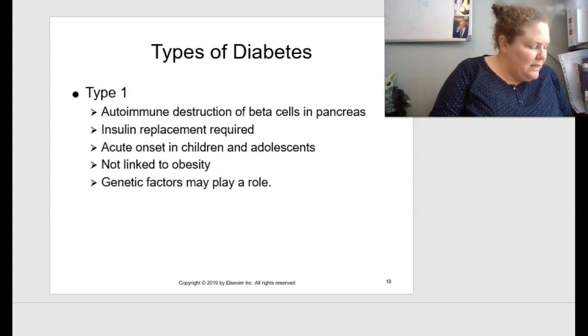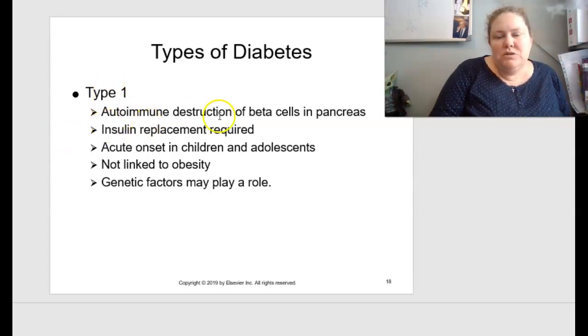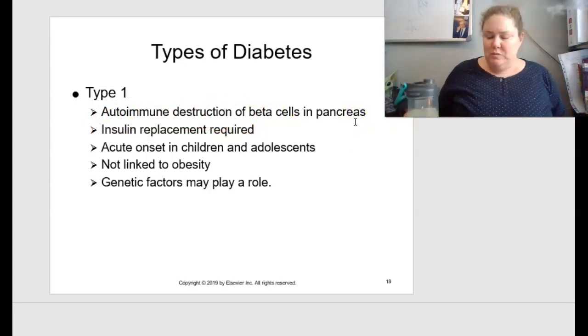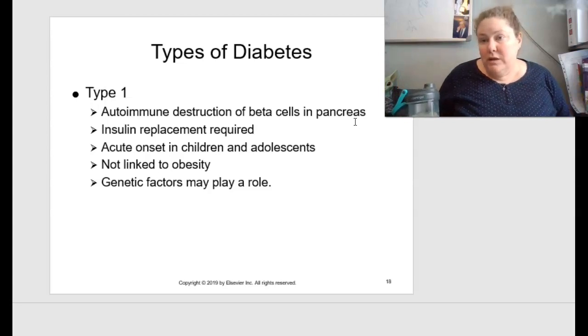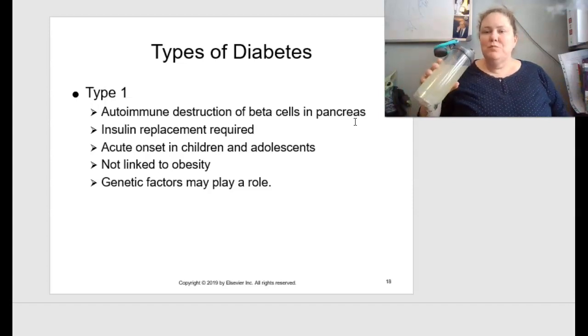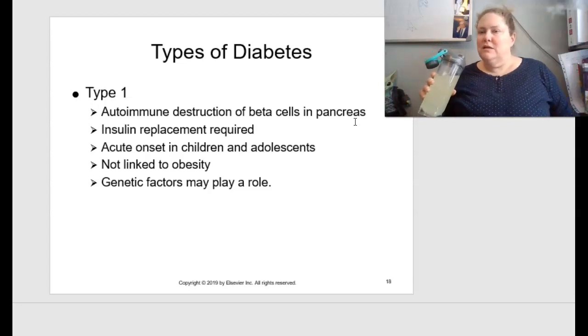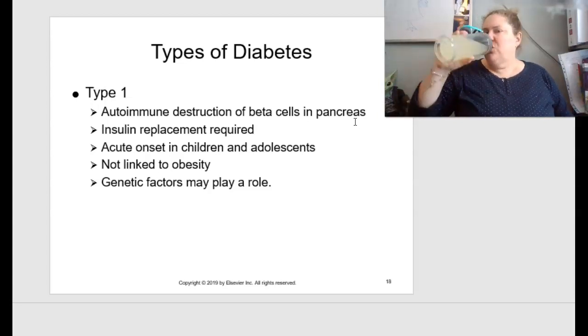So specifically talking about the types of diabetes, there's a summary table on table 16.2, again on page 404. But type 1 is going to be the autoimmune destruction of the beta cells in the pancreas. So we already talked about what those beta cells were and why they're important, okay? So if we don't have them, well, then that's going to cause a problem. This is when the insulin replacement is going to be required because your body can't make enough insulin, so you need to supplement it.